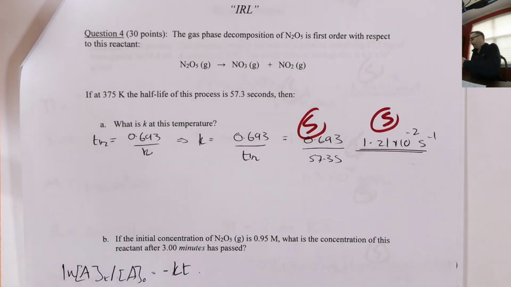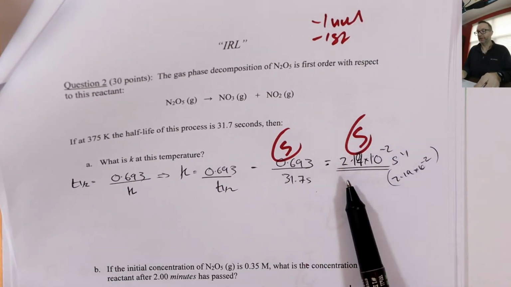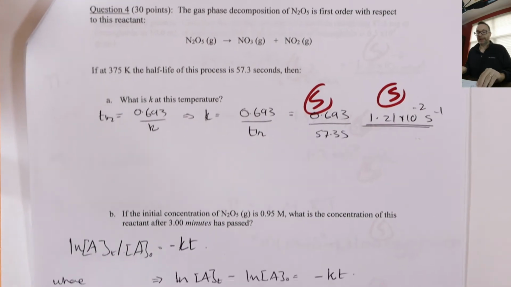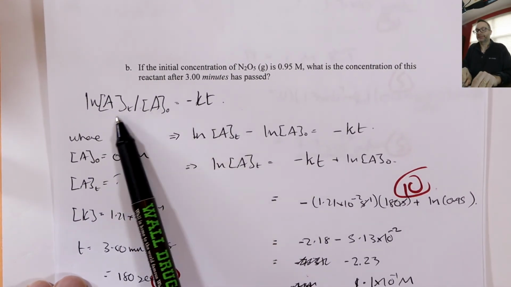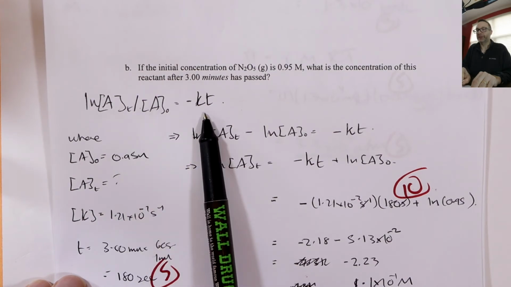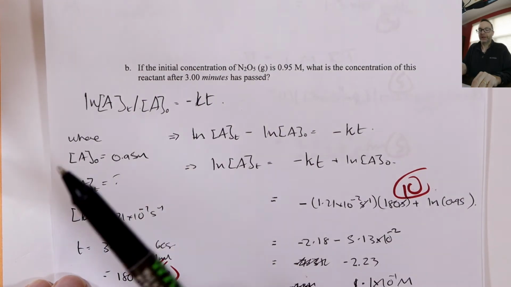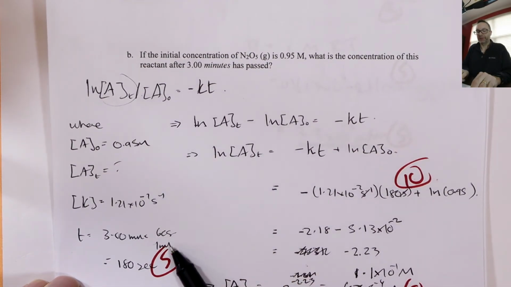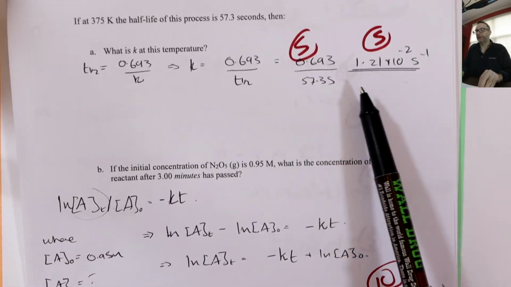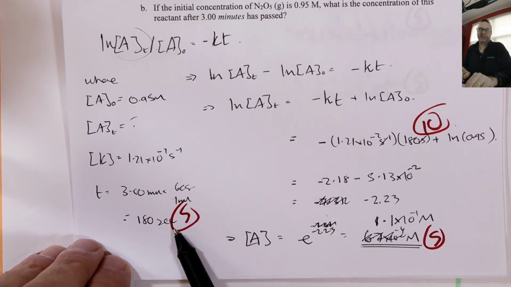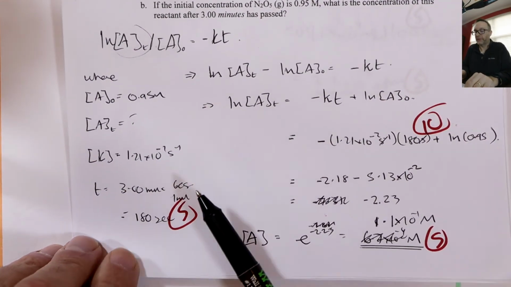On the other one, different numbers, 2.19 times 10 to the minus 2 seconds to the minus 1. Then you just use the first order integrated rate law equation, which is given. You've got to basically find At, list my variables. Remember, it's in seconds up here for k, so we had to turn 3 minutes into seconds, which everyone did. 180, and then 120 on the other one.